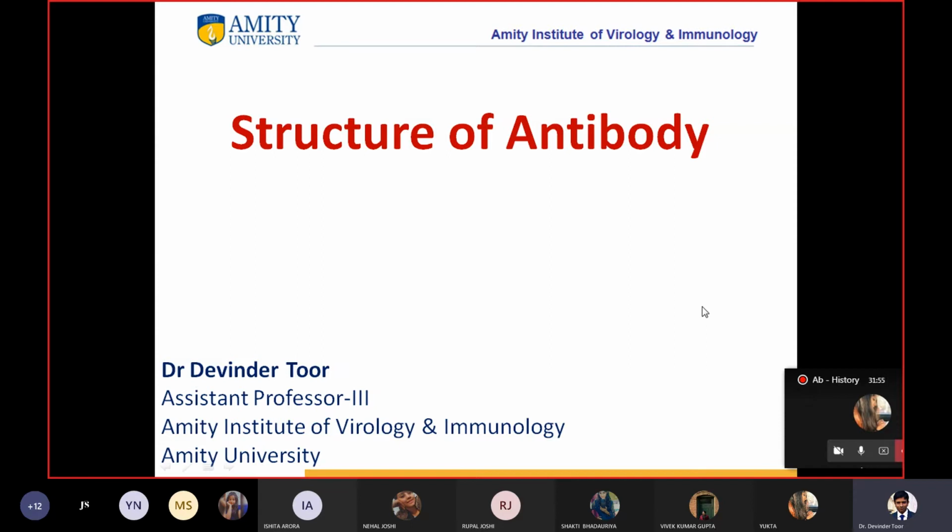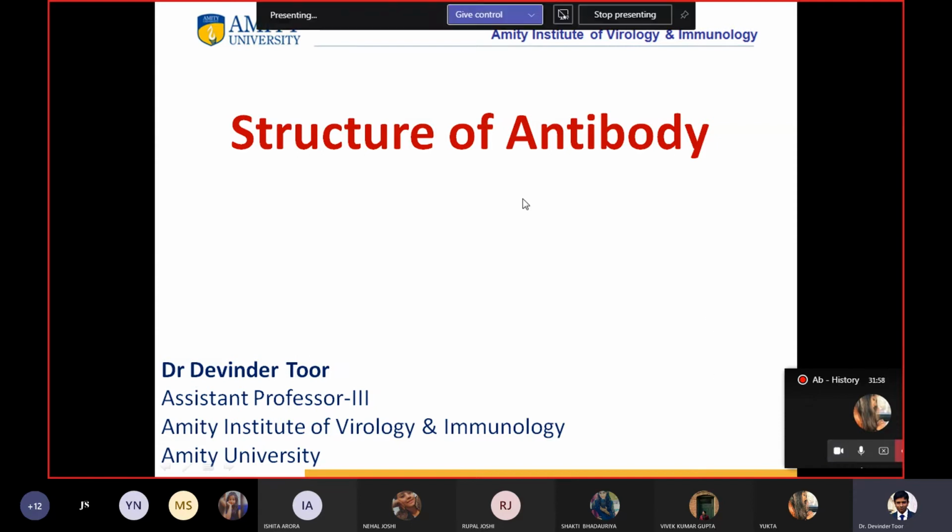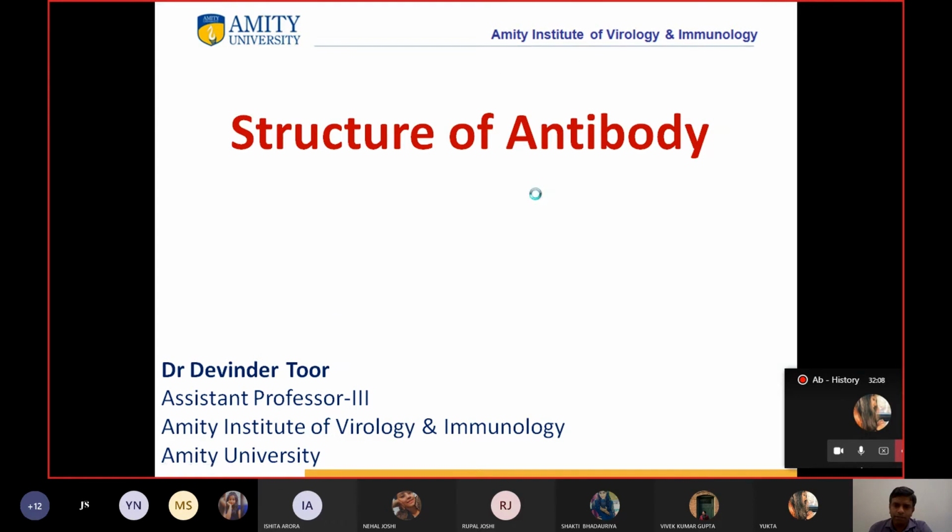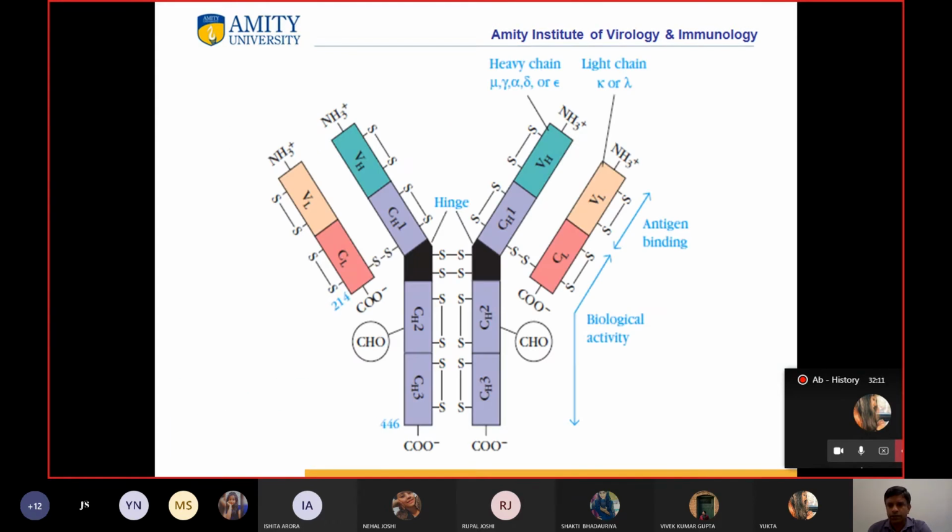Okay, students, so we will start with the structure of antibody. You already know it's a Y-shaped molecule, right? But in the Y-shape, this is how your antibody actually looks like. So this is a molecule of antibody, and you can see there are so many things here, right? You can see it has an amino terminus and the carboxy terminus.